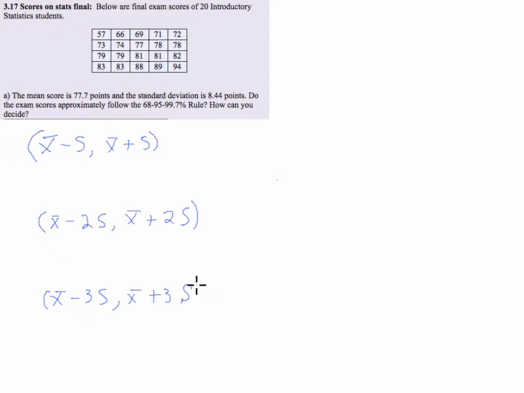The thing to notice is that each of these corresponds to a particular percentage. When we're at x bar plus or minus 1 standard deviation, 68% of the data should fall in that interval, according to the 68, 95, 99.7 rule. Between plus or minus 2 standard deviations, we should be seeing 95% of the data. And out at 3 standard deviations, we're pretty much always going to see 100% of the data, so it'd be 99.7% of the data.